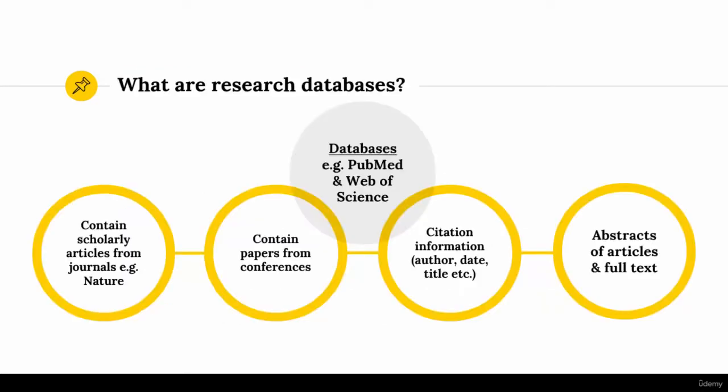So you may have the question, what exactly are research databases? Now, they enable you to see what has been published in the area you are researching, and they contain detailed records of thousands of journal articles, which means that you don't have to search each journal individually or know all the journals that are relevant in your field.